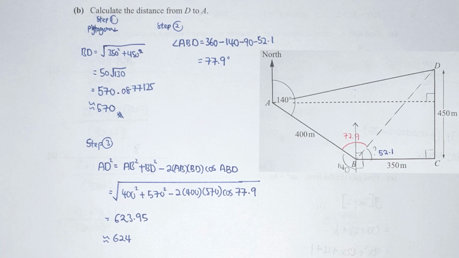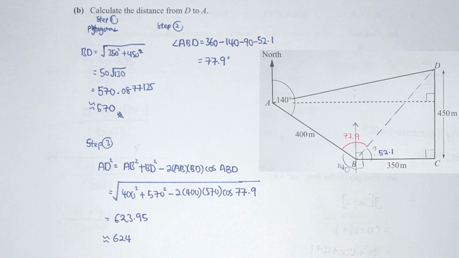So part B, calculate the distance from D to A. Here, we'll be using Pythagoras theorem to identify BD's information first. BD is found by taking the square root of 350 meters square plus 450 square. We actually get 570 meters from it.